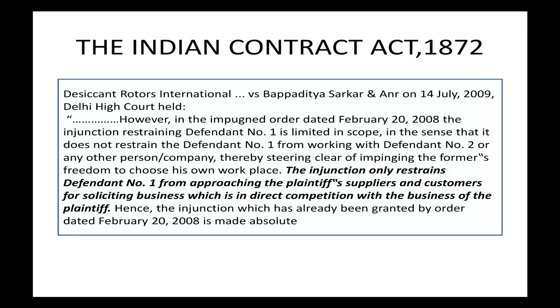So here the employers have got relief to a certain extent in this case. Similarly, another case in the Delhi High Court held the same thing, in Discount and Protest International versus Bapadia. They held that the injunction only restrains the defendant from approaching the plaintiff's suppliers and customers for soliciting business, which is different from direct competition with the business of the plaintiff. They said that yes, he can be restrained, because he cannot solicit against the company, and he is restrained for this. So this way, restraint is quite possible.